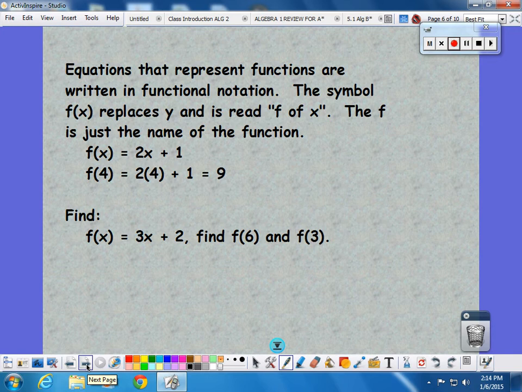All right, let's talk about function notation. Equations that represent functions are written in function notation. The symbol f of x replaces the y and is read f of x. If you'll remember, that does not mean f times x, right? That means the name is f and the variable used inside of it is x.